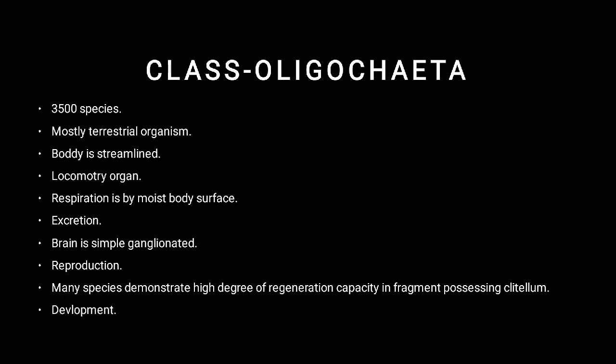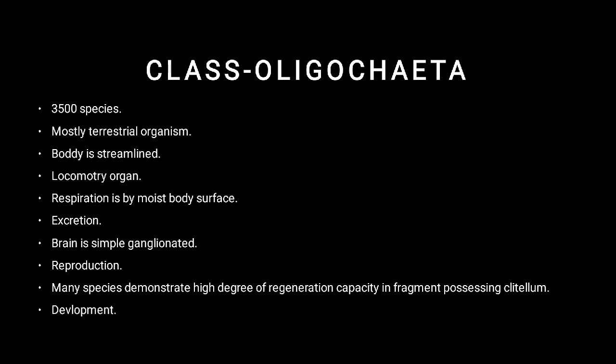Class Oligochaeta. General characteristics: there are about 3,500 species of Oligochaeta, which includes the earthworm, mostly terrestrial organisms with some freshwater forms. The body is streamlined with well-developed segmentation. A simple prostomium is present without any sensory organs such as eyes and tentacles. These animals are often categorized as clitellates because of the presence of the clitellum. Locomotory organs such as parapodia and chaetae are absent.